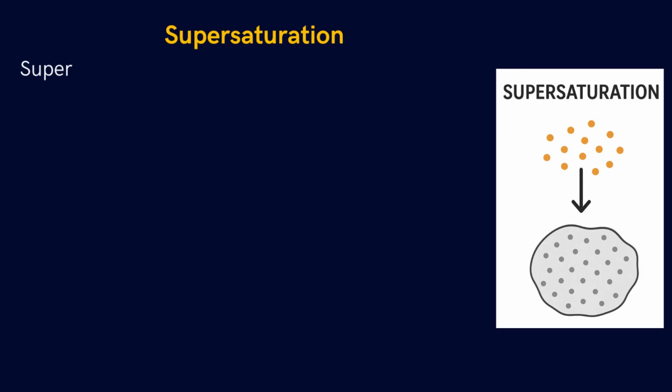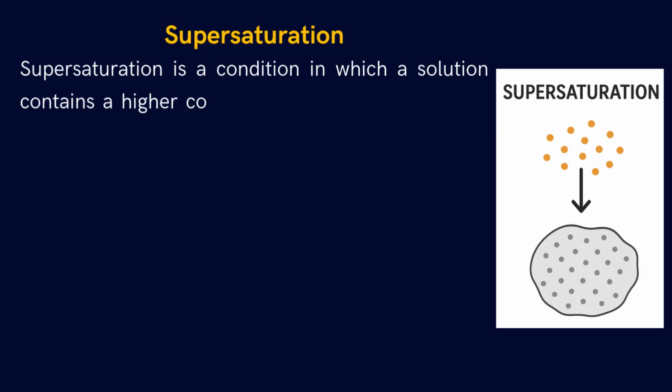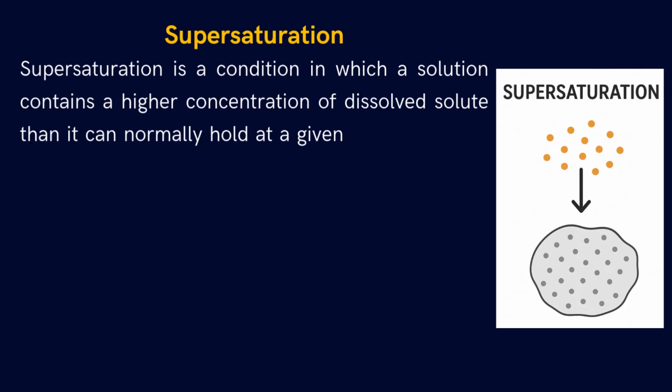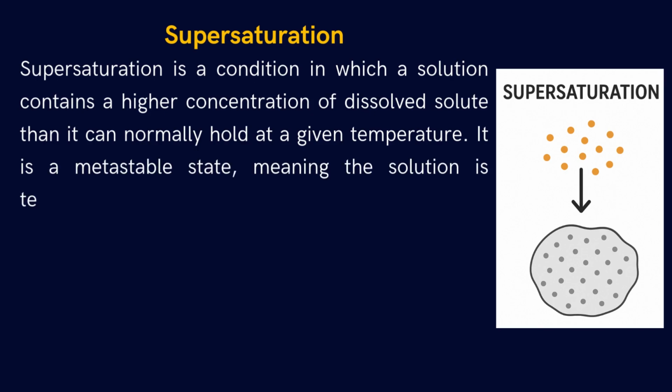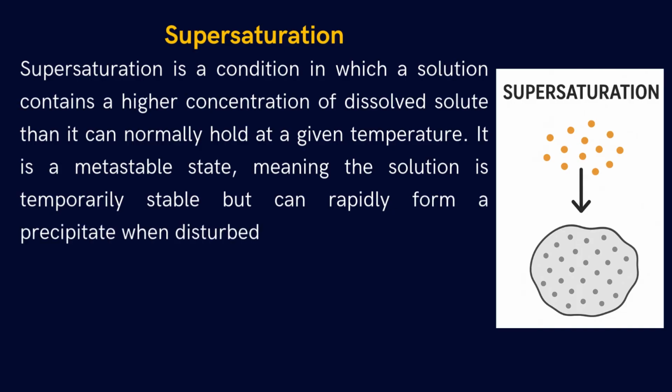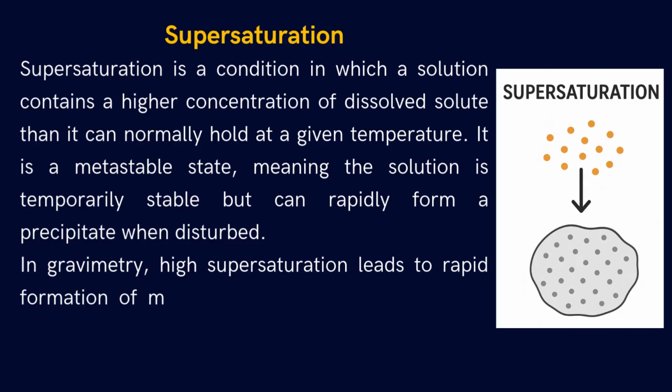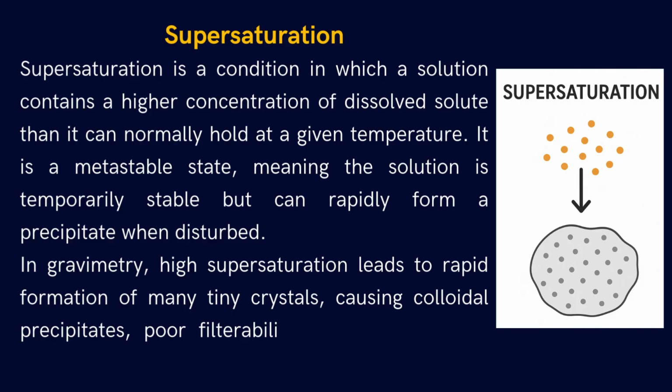Another important parameter is supersaturation. Supersaturation is a condition in which a solution contains a higher concentration of dissolved solute than it can normally hold at a given temperature. It is a metastable state, meaning the solution is temporarily stable but can rapidly form a precipitate when disturbed. In gravimetry, high supersaturation leads to rapid formation of many tiny crystals, causing colloidal precipitates, poor filterability, and increased co-precipitation errors.